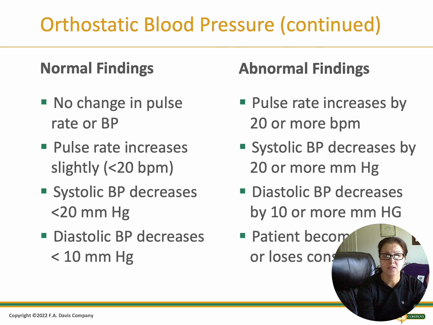Normal findings should be no change, or there should be a slight pulse increase because the patient went from the supine position to the upright position, so their pulse might be increased a little bit. And their blood pressure, the systolic and diastolic, should decrease less than 20 millimeters. There shouldn't be a decrease greater than 20 millimeters of mercury systolic and 10 millimeters of mercury diastolic.